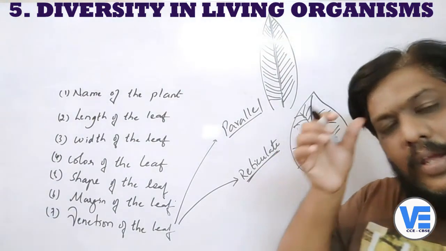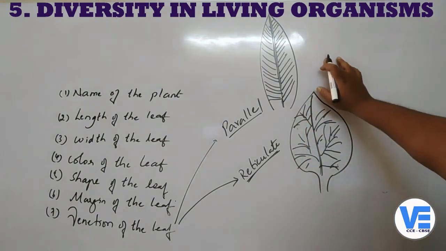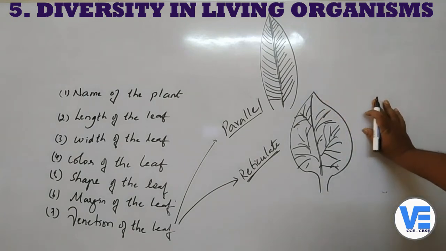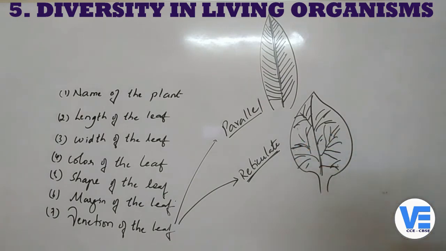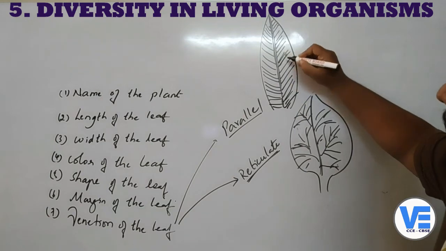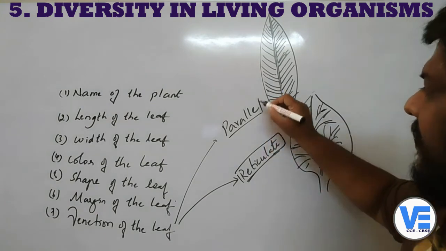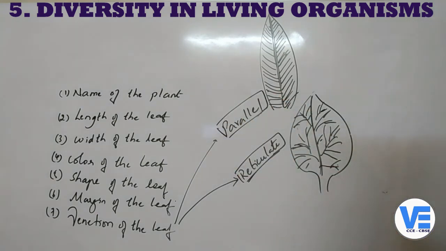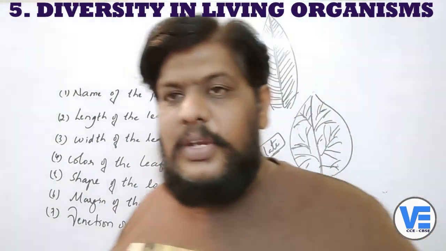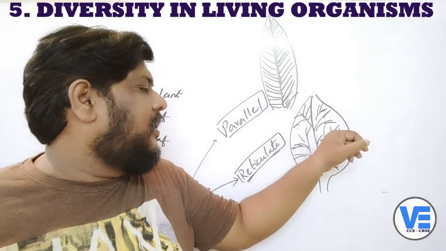Whenever you check any plant, for the parallel venation and the reticulate venation, this will be the difference. Here, all these veins will be kind of scattered, whereas the other one, you can see the parallel veins. All the veins will be parallel, but here it will not be parallel. This kind of venation is called the reticulate venation, and this kind is called the parallel venation. When you take the leaves, you have to check whether it has parallel venation or reticulate venation.